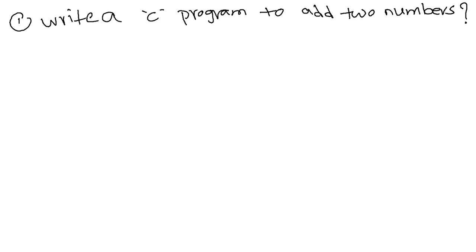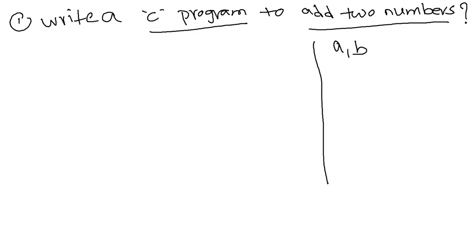Okay. So first thing is we are writing a C program for what? To add two numbers. So we need to take the two numbers A and B, and we will store the value in the other variable C. So I require A, B, C. Three values I require. So what will be the algorithm here?